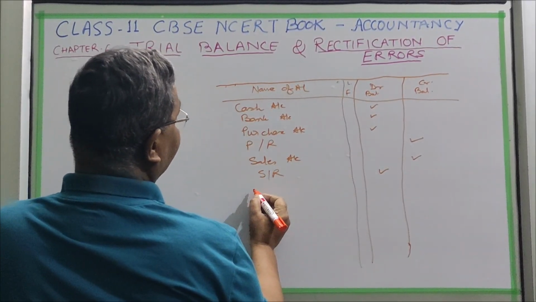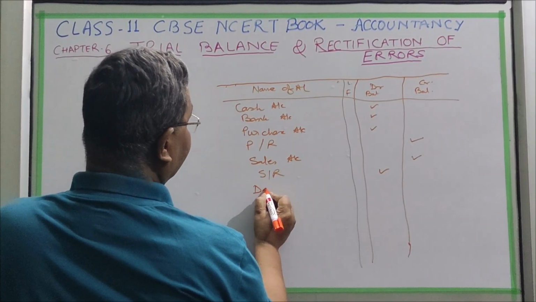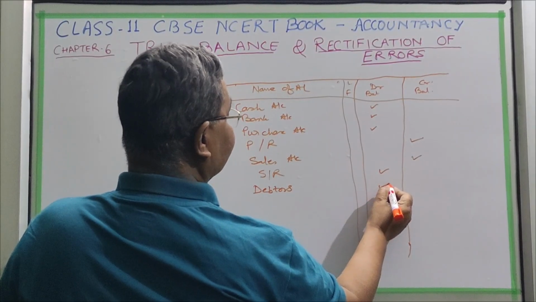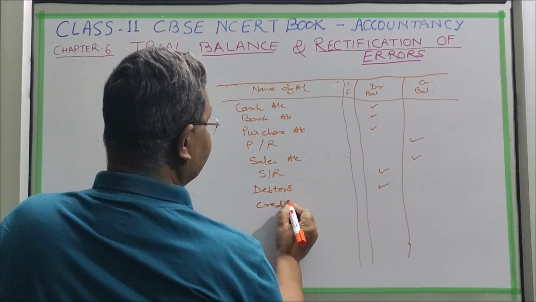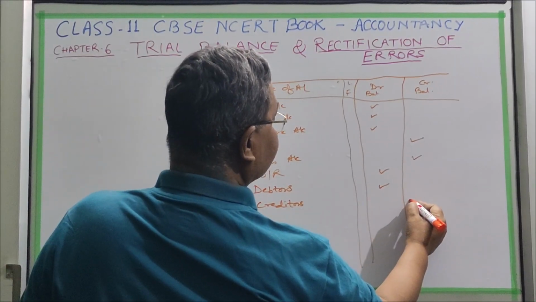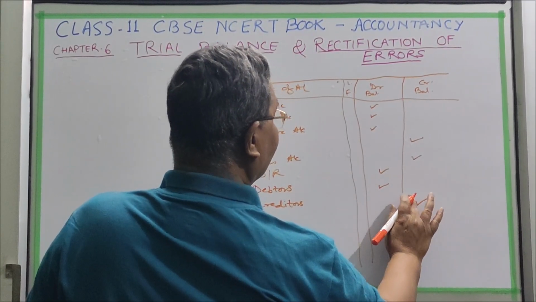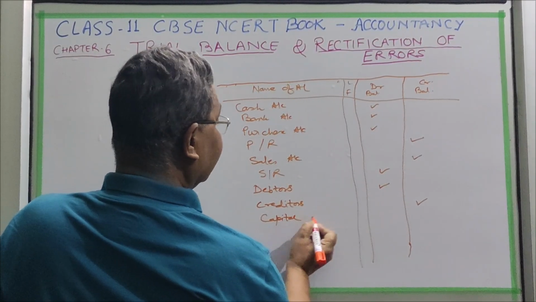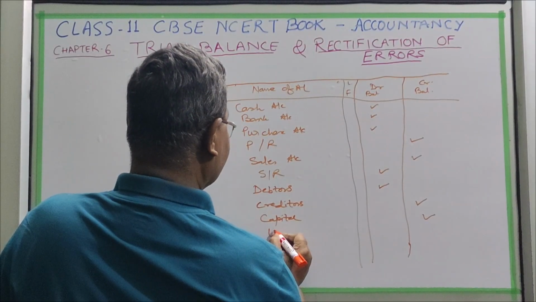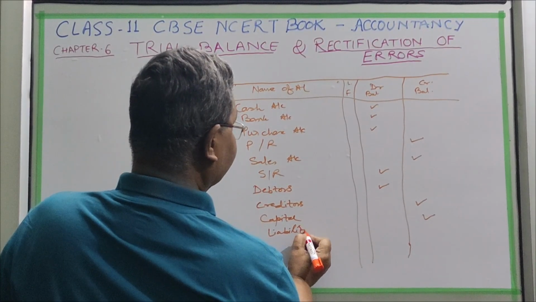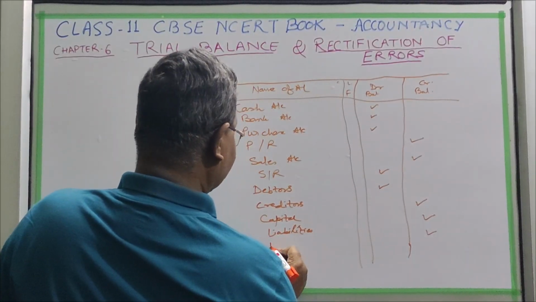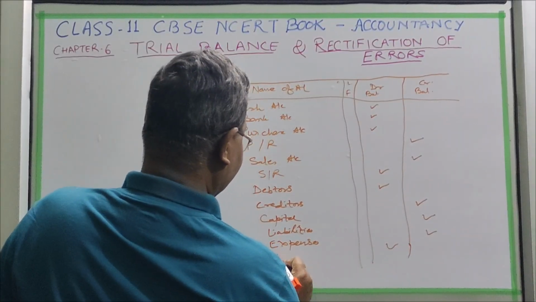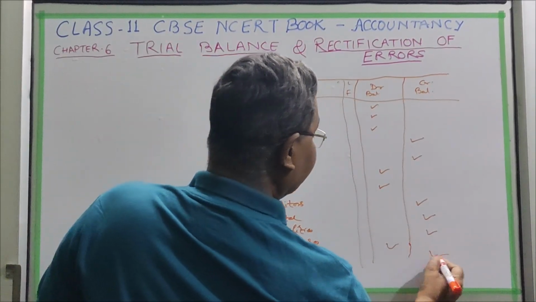So hereafter you can use debtors account. Debtors means those persons who will be paying money to you, so it is your asset. Creditors means suppliers who will take money from you. It is a liability, it goes here. Capital goes here. Liabilities also go here. Expenses are always debit, they come here. Incomes come here.